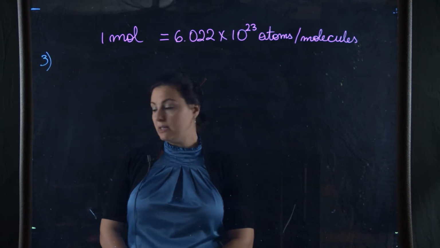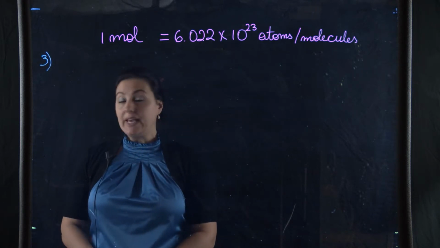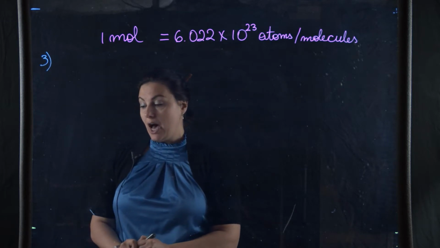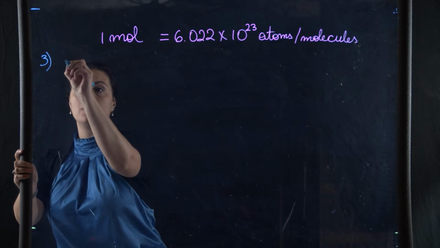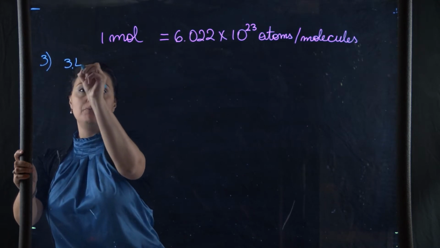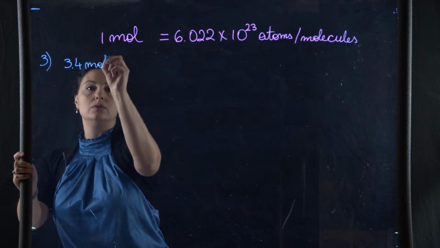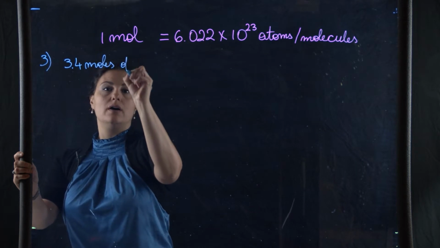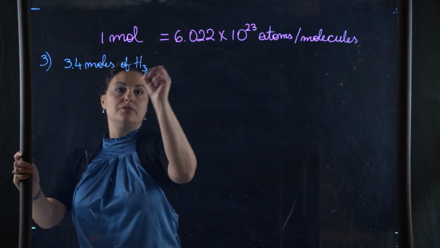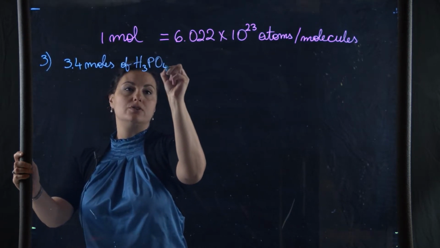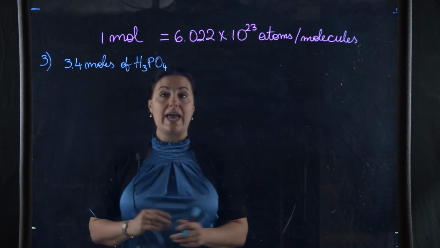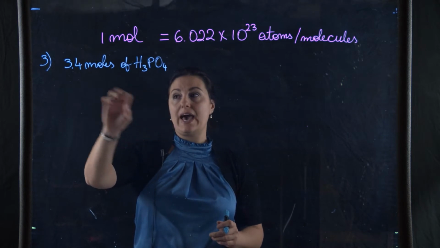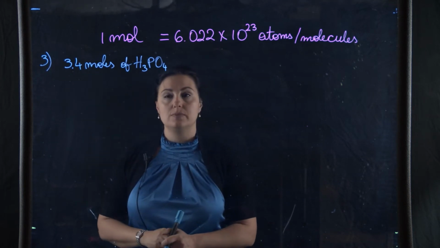Problem number 3 asks us how many atoms of hydrogen are there in 3.4 moles of H3PO4. I'm given 3.4 moles of H3PO4, phosphoric acid. And I'm asked to figure out how many atoms of hydrogen I have in this 3.4 moles.